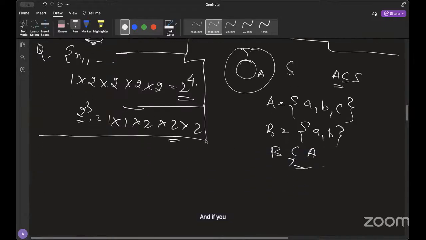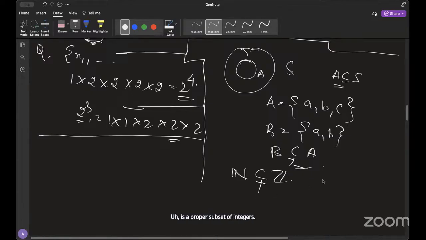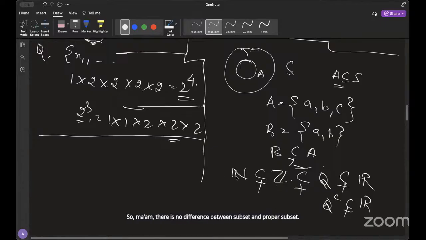And if you want it in terms of the numbers that you discussed, then natural numbers is a proper subset of integers. And integers are a proper subset of rational numbers. And rational numbers are a proper subset of real numbers. And irrational numbers are also a proper subset of real numbers. So ma'am, there is no difference between subset and proper subset? No, what's your question? Proper subset and subset.